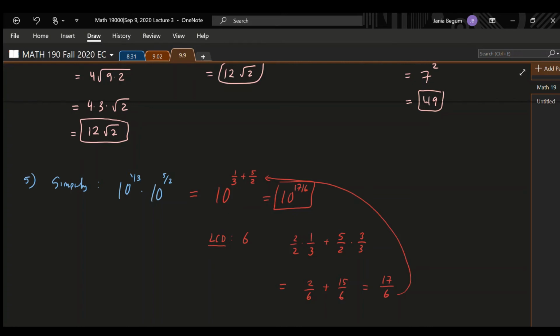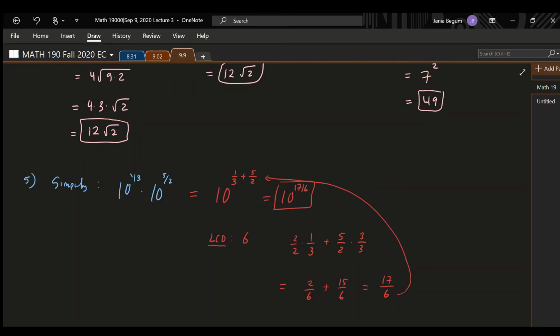Oh no, 1/3 and 5/2, that's easy, right? Yeah. I wouldn't put big numbers. So there we go. We have another example where the exponents are different fractions, and you're allowed to add them.